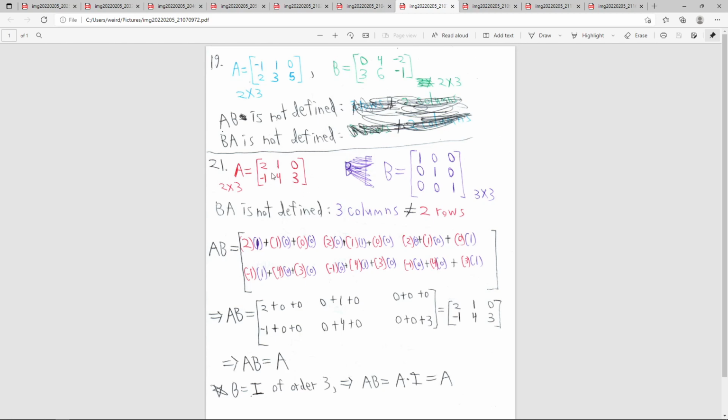Then in 21 we have A equals 2, 1, 0, negative 1, 4, 0, and then B equals this thing. Well, this is actually the identity matrix, the identity matrix of order 3. Now, of course, as I said earlier, usually they'd be the same, but it has to be defined as well. So BA is not defined. That'll be the first one because that one's obvious. So 3 by 3, 2 by 3. So 3 columns here does not equal 2 rows. 3 does not equal 2.